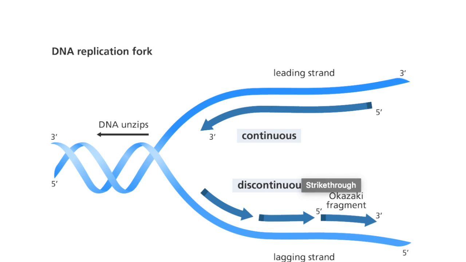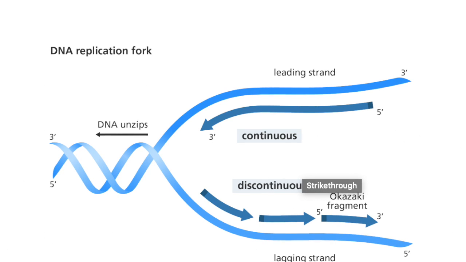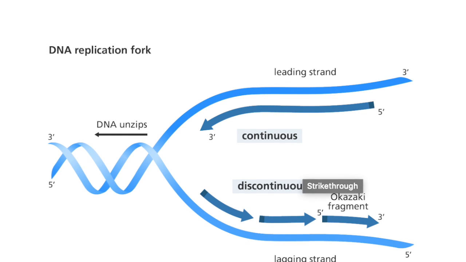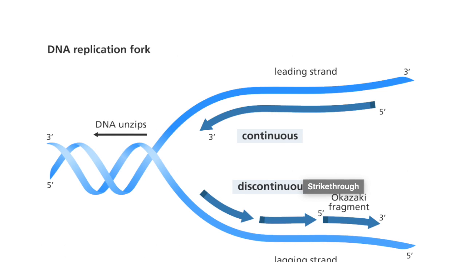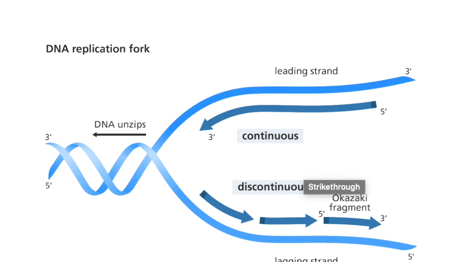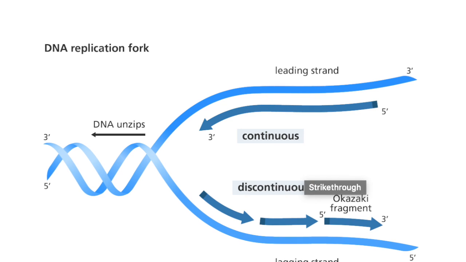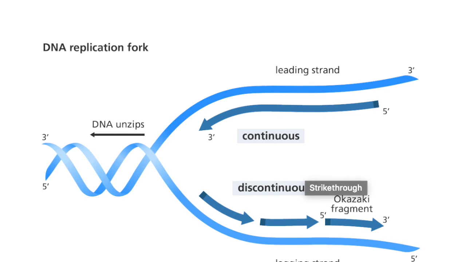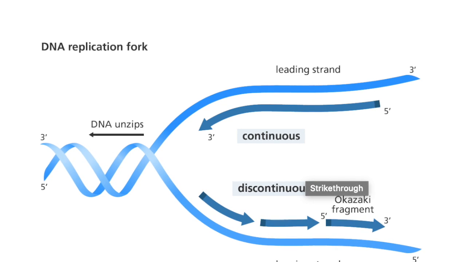Whenever DNA replicates, one of the strands is always continuous and the other one is discontinuous. Continuous means that the primase only needs to put down a primer one time and the DNA polymerase can just continuously build and it doesn't need to stop. This is called the leading strand.